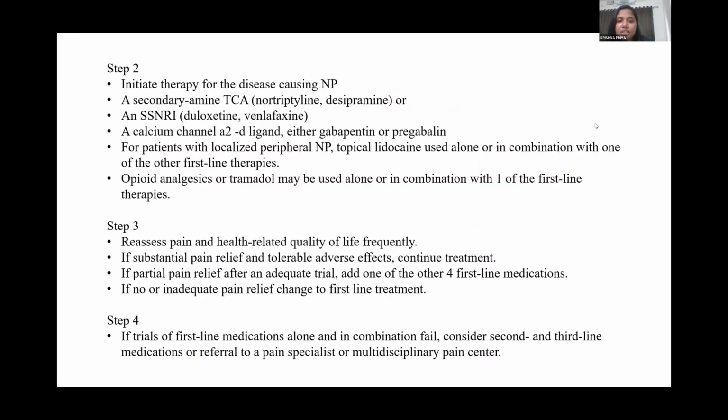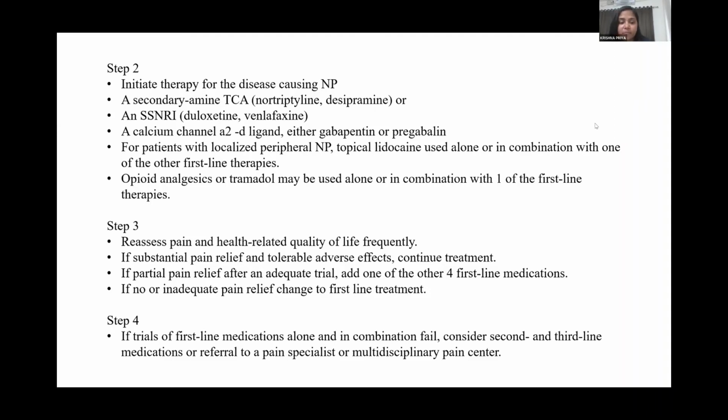Step 2 is initiate treatment for the disease-causing neuropathic pain. A secondary amine TCA, that is nortriptyline or desipramine, or an SNRI, that is duloxetine or venlafaxine, or a calcium channel blocker, that is Gabapentin or Pregabalin. For patients with localized peripheral neuropathy, topical lidocaine used alone or in combination with the first-line agent can be given, and opioid analgesics or tramadol may be used alone or in combination with the first-line therapy.